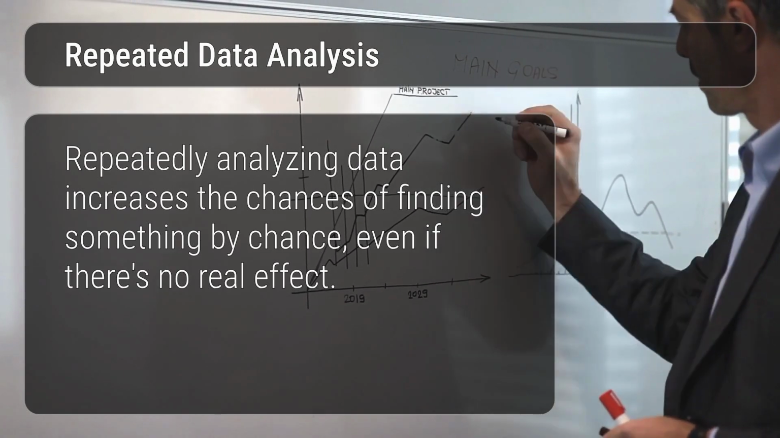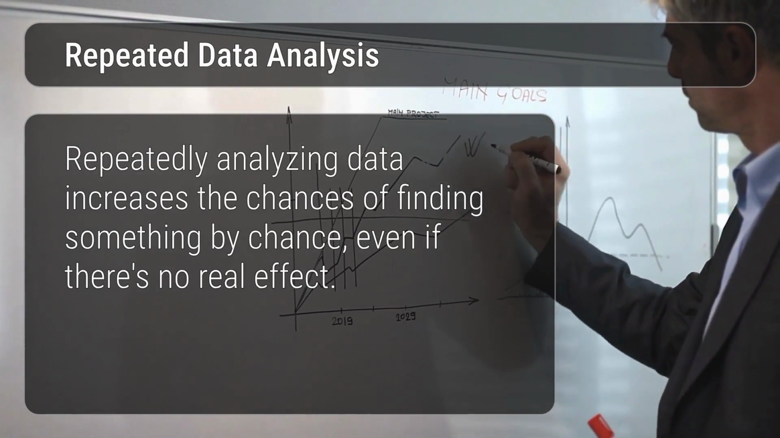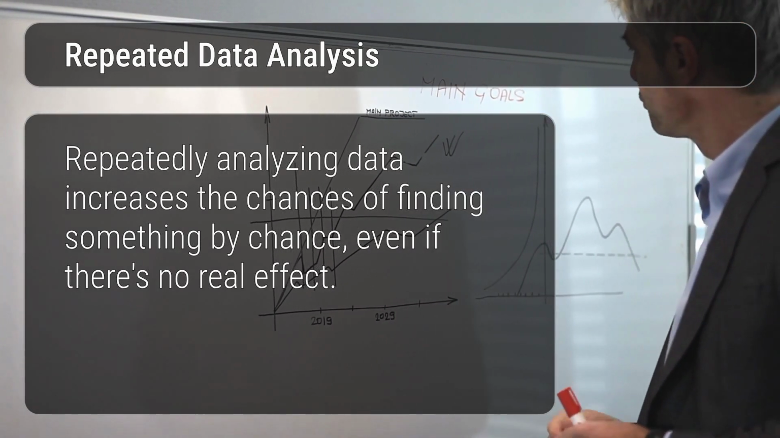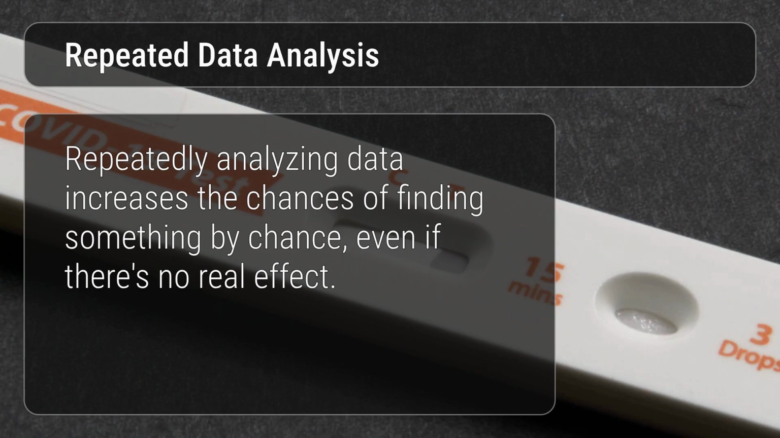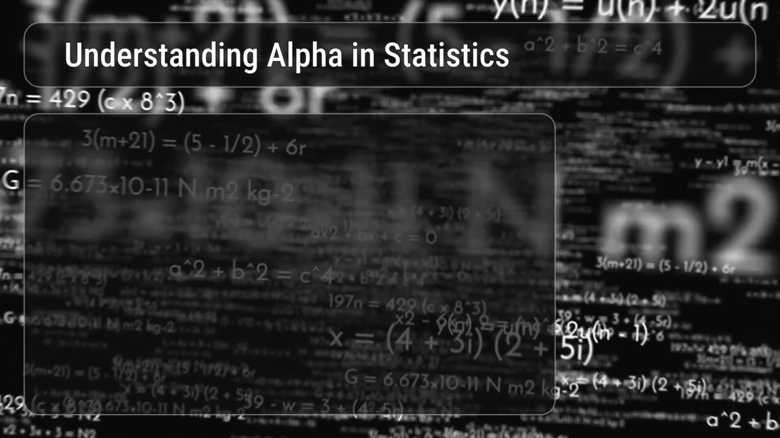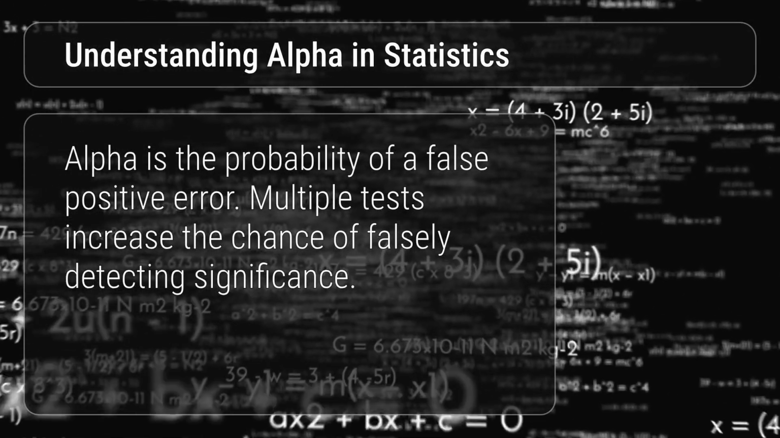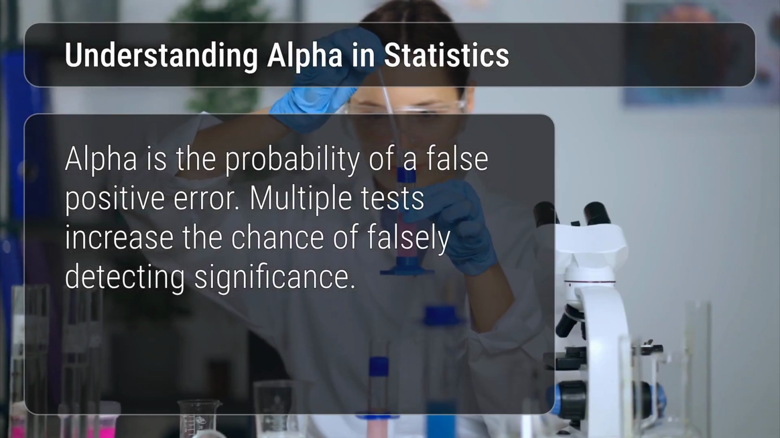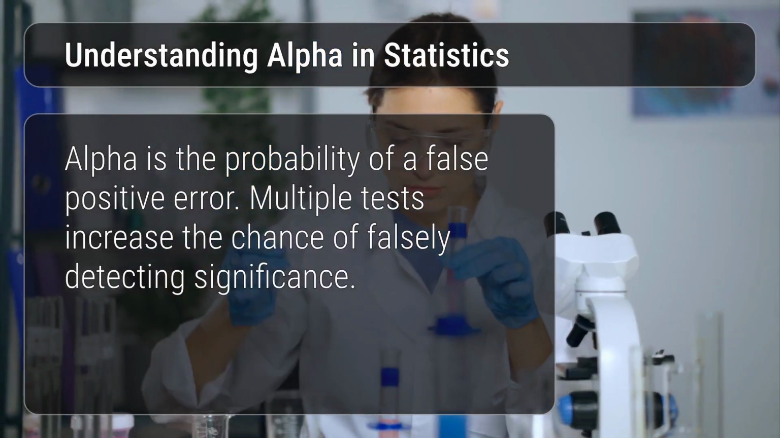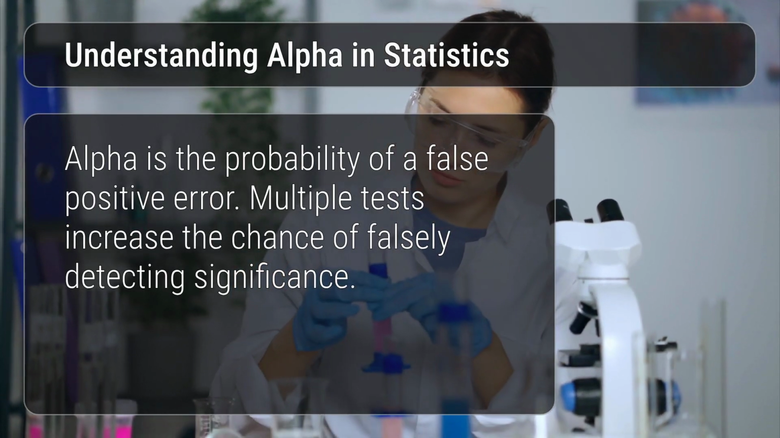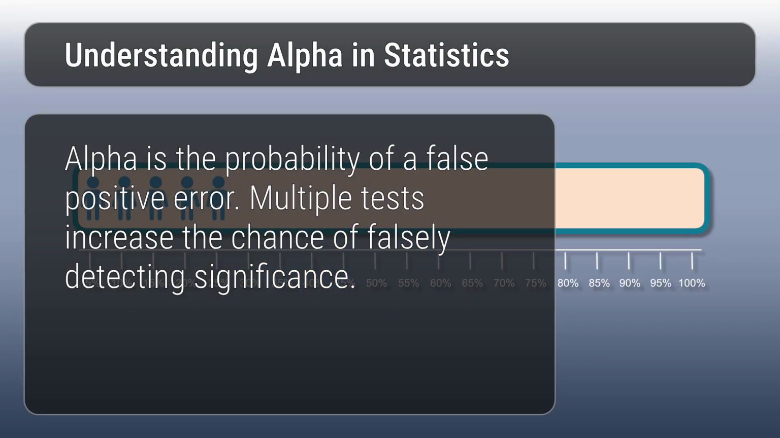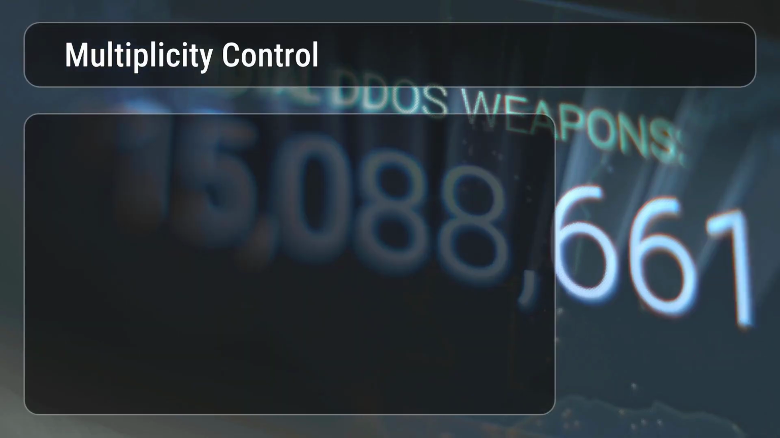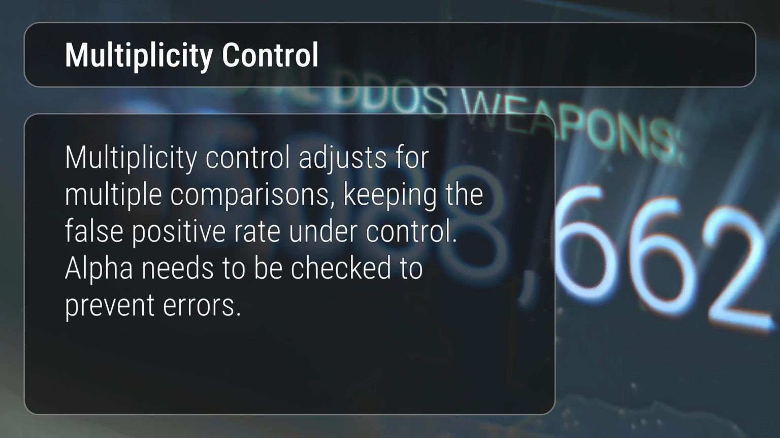Each time you look at your results and check for significance, you increase the chances of finding something just by chance, even if there's no real effect. In statistics, alpha is the probability of making a false positive error, detecting an effect when there isn't one. When you test multiple times, each test has a chance of falsely detecting significance. Over multiple tests, these chances add up, making it more likely that at least one test will show a false positive. To prevent this from happening, we need to keep alpha in check.